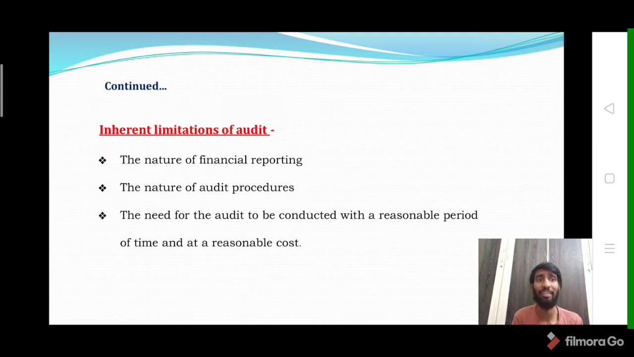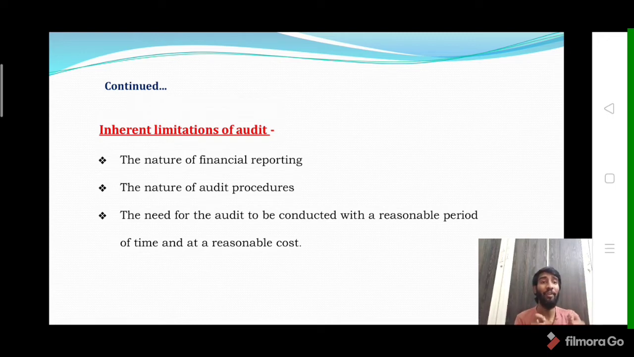And the next one, time and cost benefit. That is the need for the audit to be conducted within a reasonable period of time and at a reasonable cost. The auditor cannot cite time and cost as a reason for not obtaining sufficient appropriate audit evidence, even when there is no alternative procedure. As an auditor, you should plan your audit and perform it within a reasonable time.